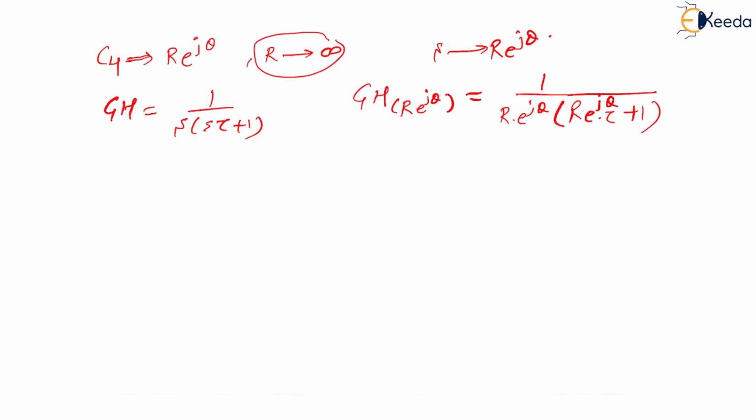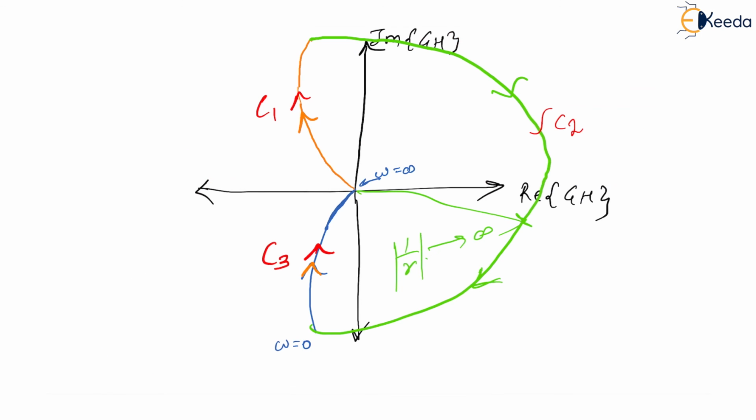Now you know that r is tending to infinity, which means this becomes infinity and this becomes infinity. So it is nothing but 1 by infinity, which is equal to 0. So this particular contour C4 will be mapped in the GH plane at the origin. So this becomes your C4.